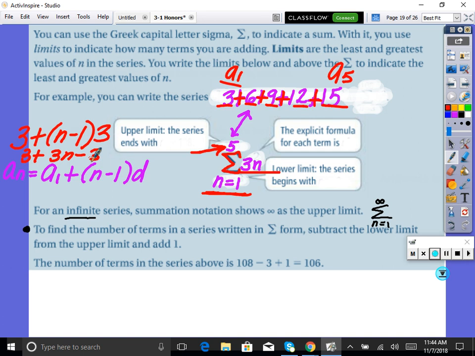Good? Okay. So right here would be an infinite series. Find the sum of the first through the infinite. Can we find the sum of an infinite arithmetic series? No. So that one wouldn't have a sum. Okay, good.